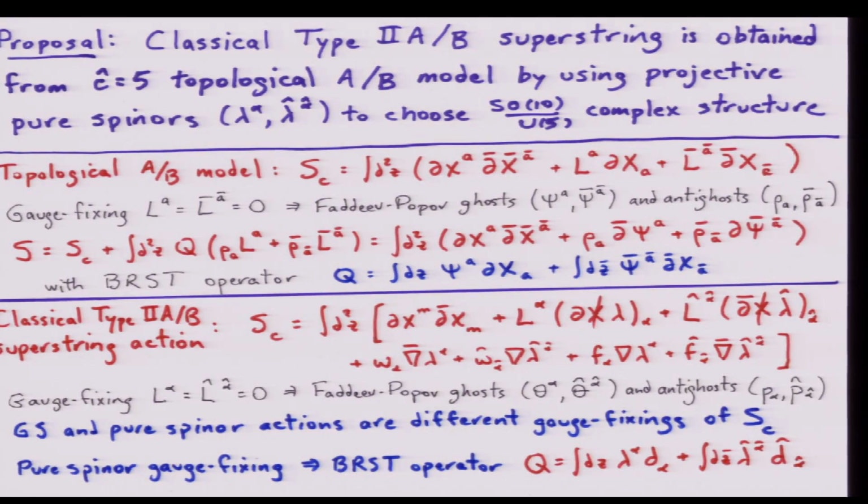And when you gauge fix these Lagrange multipliers, you give rise to, of course, Faddeev-Popov ghosts, and these are the fermions of the model. So usually it's written in this form, but this is, of course, related to this by just the usual BRST procedure. And in this case, the BRST operator is just written in this way in terms of the matter and the ghost fields. So now the idea is to replace these fermionic ghost fields with just the thetas.